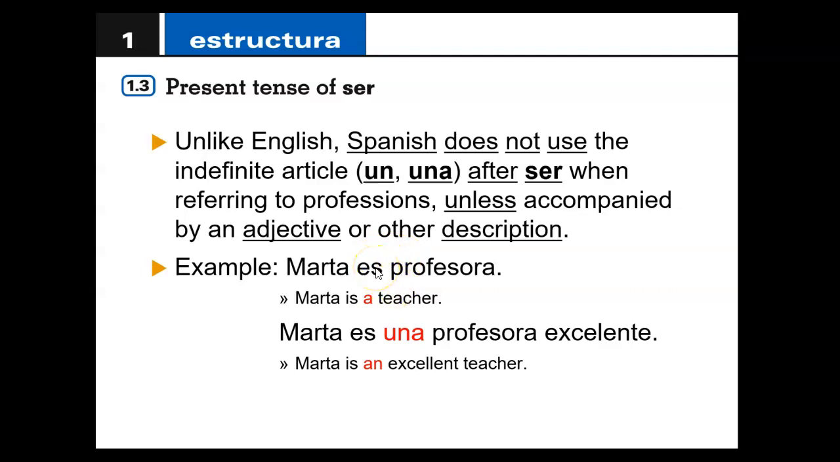The only reason we would add un or una here is if it has an adjective behind it. Okay, so then we would do that. So it says Marta is an excellent professor, and you guys will learn adjectives later. Okay, so Marta is an excellent teacher or professor. So the only time we use an indefinite article is if it has an adjective with it. If we're simply stating what they are with no adjective, we're just gonna say Marta es profesora.